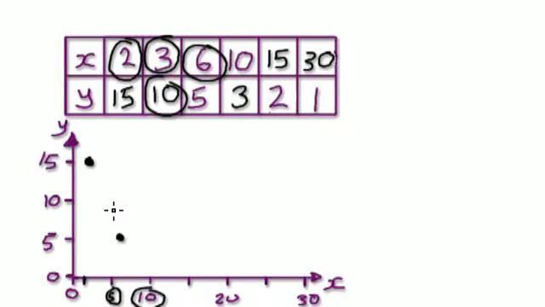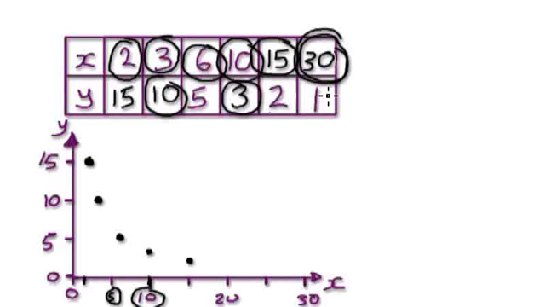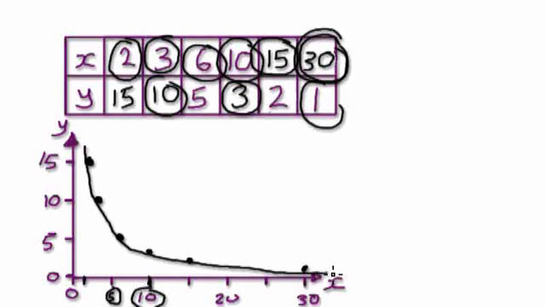When x is 10, y is 3. I'm going to guess 3 to be around here. When x is 15, y is 2. So 15 is here, y is 2 around here. When x is 30, y is 1, probably around here. Okay, so your graph actually looks like that reciprocal graph. It looks something like this.